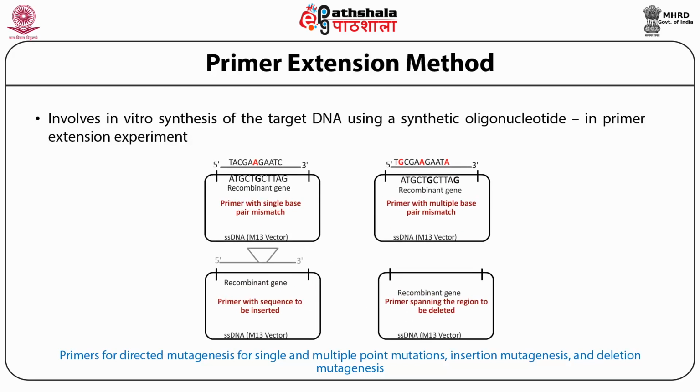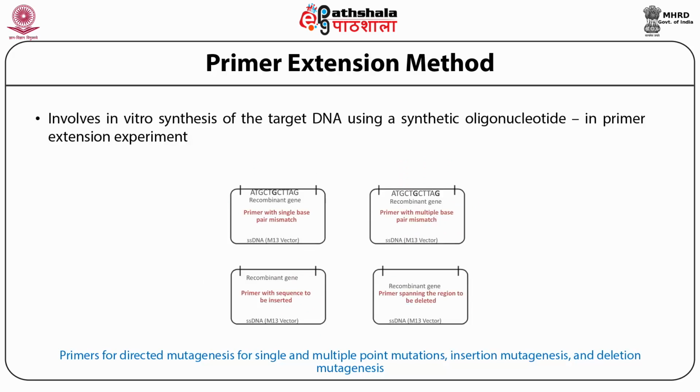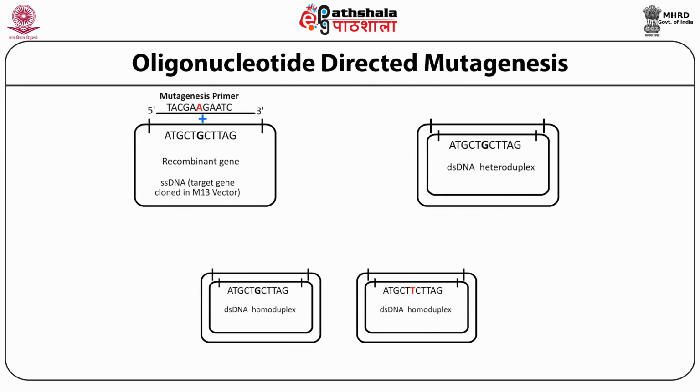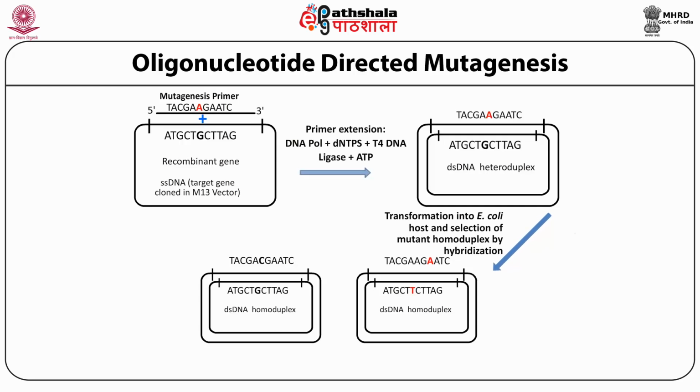The mutations of addition, deletion, or a point mutation at one single base or a couple of bases can be introduced into the primer, and the primer can be used to synthesize a DNA which will harbor that mutation in the subsequent progeny molecules. So in the primer extension method, let us look a little more deeply at how this method works.